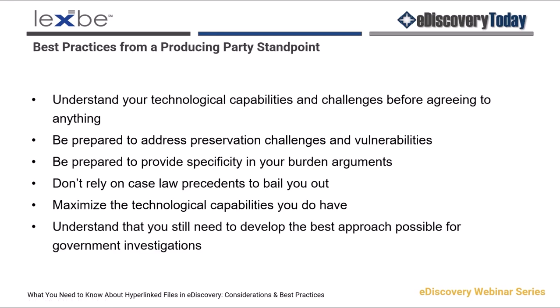And finally, understand that you still need to develop the best approach possible to support other eDiscovery use cases like government investigations. As I mentioned earlier, the FTC is now requiring parties to treat hyperlinked files like normal attachments. Nobody ever plans to be investigated by the government, but since the possibility exists, it's best to be prepared with an approach to respond to situations like government investigations, including HSR second requests for mergers and acquisitions. Those possibilities can exist, and you should be ready for them.